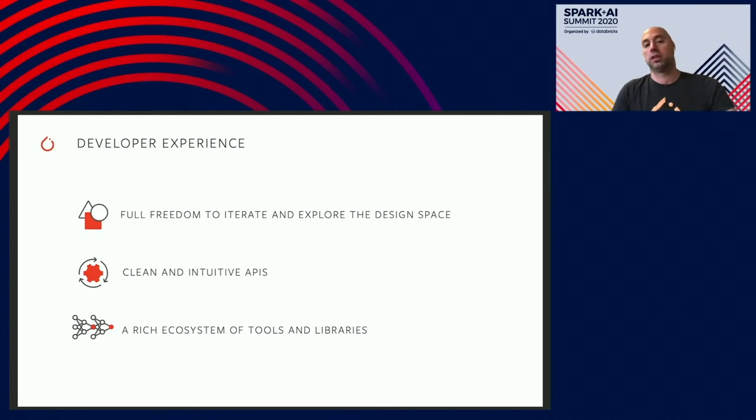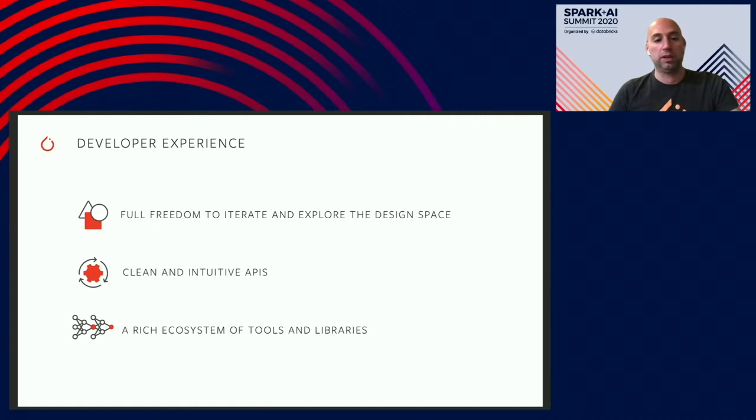Second is clean and intuitive APIs. So in PyTorch, it's really in most cases one way to do something. There might be a couple different ways depending on what you're trying to do, but largely we try and make sure that it's an intuitive way to do things, and that the API is clean. It doesn't have a lot of extra sugar in it.